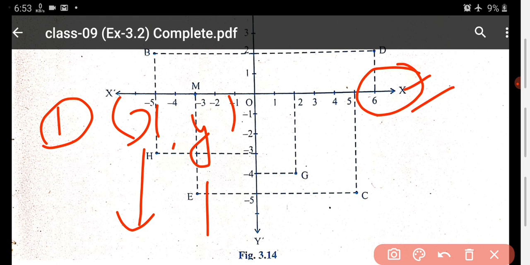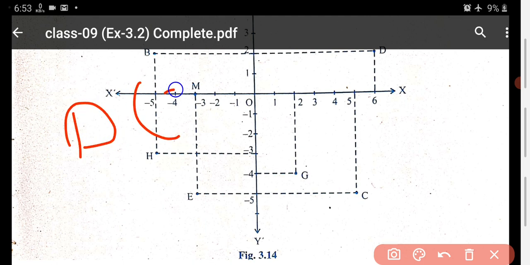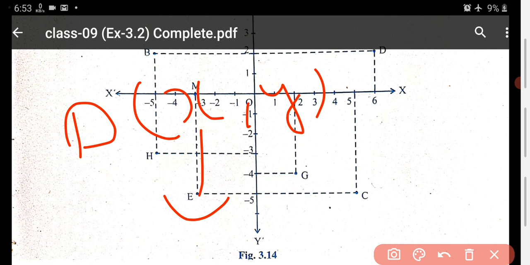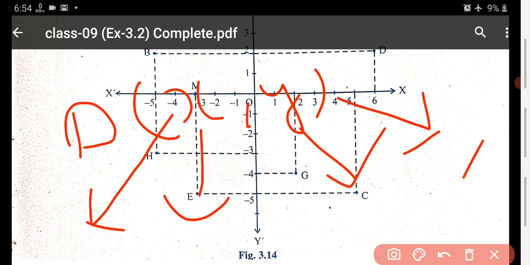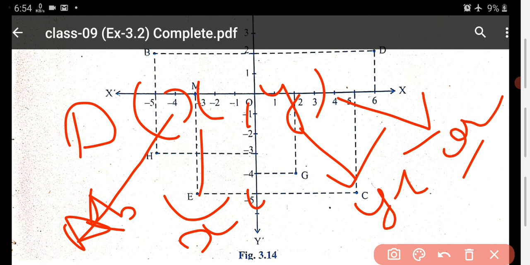If they are asking for coordinates, then you have to write both values. If they are asking for the x coordinate, then write the value of x on the x-axis, either negative or positive. If they are asking for the y coordinate, then write the value of y, either negative or positive. If they are asking for the abscissa, then again write the same value. If they are asking for the ordinate, then write the same value. That means x coordinate and abscissa are the same, and y coordinate and ordinate are the same.